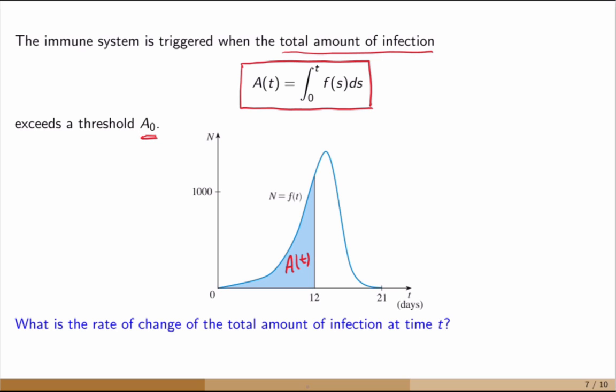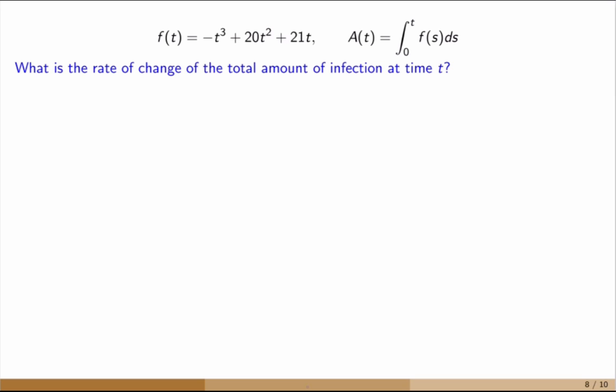What is the rate of change of the total amount of infection at time t? So how quickly does this a of t change over time? Here I write down the formulas again. I have this little f of t, which is minus t cubed plus 20t squared plus 21t, and I have a, which is the integral of little f. What is the rate of change of the total amount of infection at time t? So what we're interested in is to find d by dt a of t.